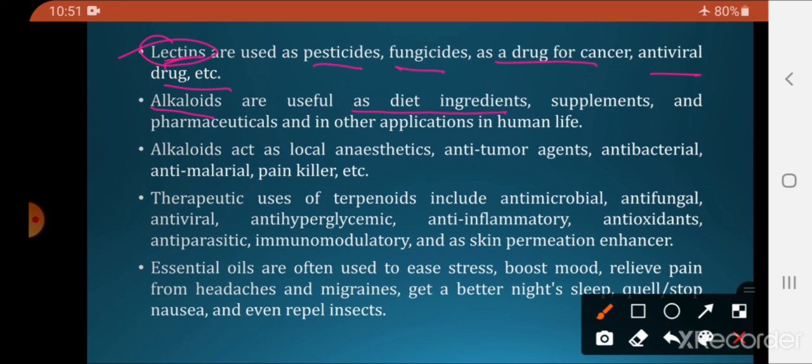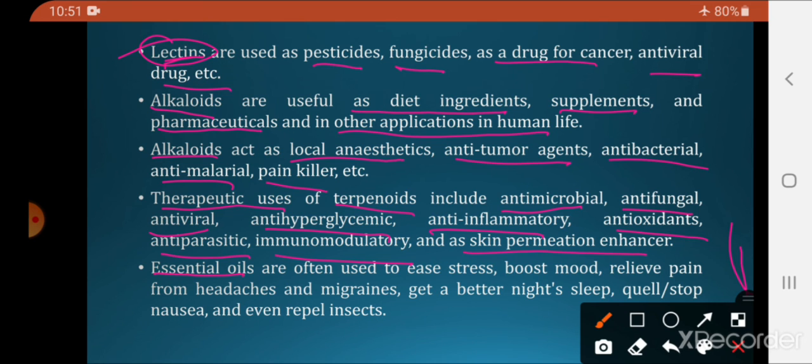Alkaloids are used as diet ingredients, supplements and pharmaceuticals and in other applications in human life. They also act as local anesthetics, anti-tumor agents, antibacterial, antimalarial, painkillers, etc. Therapeutic uses, that is medicinal uses of terpenoids include antimicrobial, antifungal, antiviral, antihyperglycemic, anti-inflammatory, antioxidants, antiparasitic, immunomodulatory, and they also act as skin permeation enhancers.